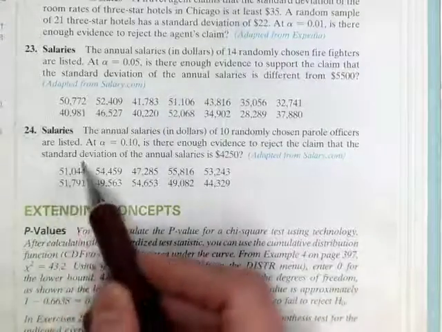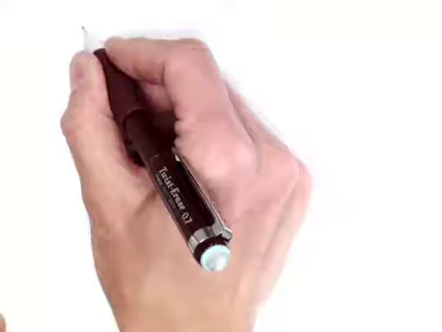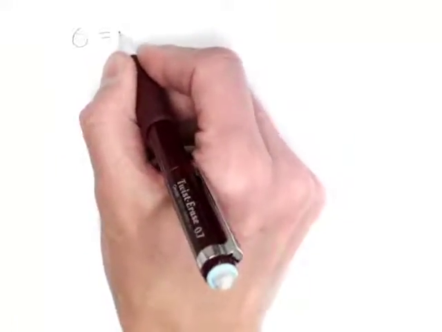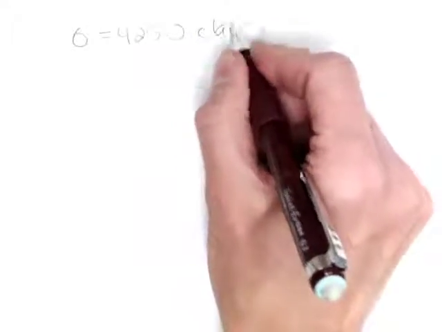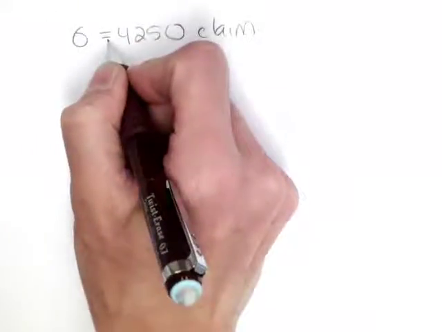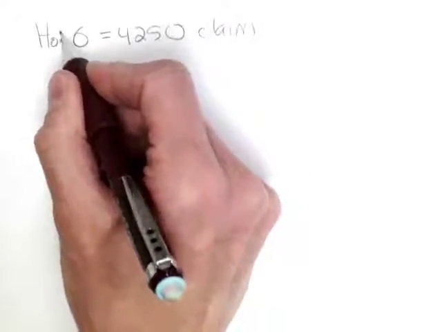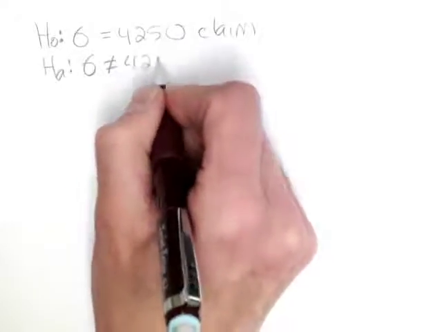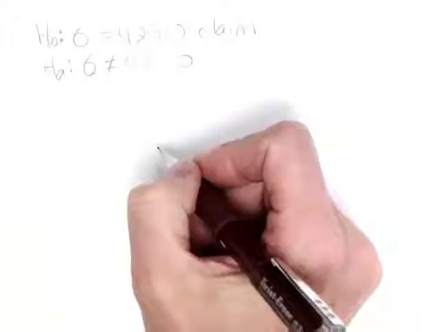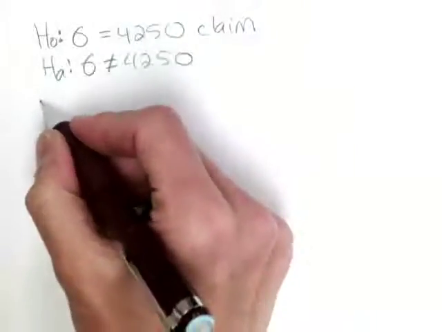It's a claim about standard deviation, so my parameter is going to be sigma. Okay, so my first step is to write sigma is equal to 4,250, and this is the claim. Okay, so because it contains the case of equality, this makes the claim the null. So this forces the alternative to be not equal to 4,250. Okay, so let's go ahead and calculate the test statistic.